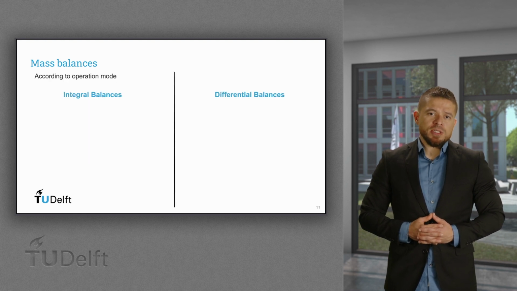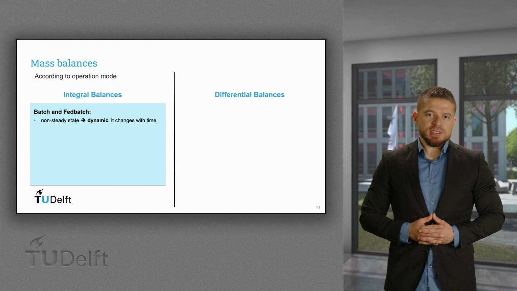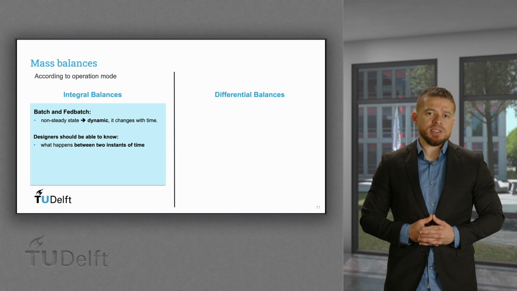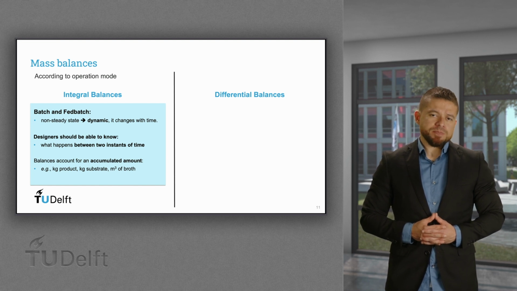The different operation modes lead to different types of mass balances: integral balances and differential balances. Integral balances are for non-steady state processes, and they capture the dynamic behavior of the system. In this case, designers should be able to know what happens between 2 instants of time. For example, how much product is produced from the start to the end of the process, or how much substrate is needed in total, or what is the reaction volume at the end of the process. These balances account for an accumulated amount between 2 instants of time.